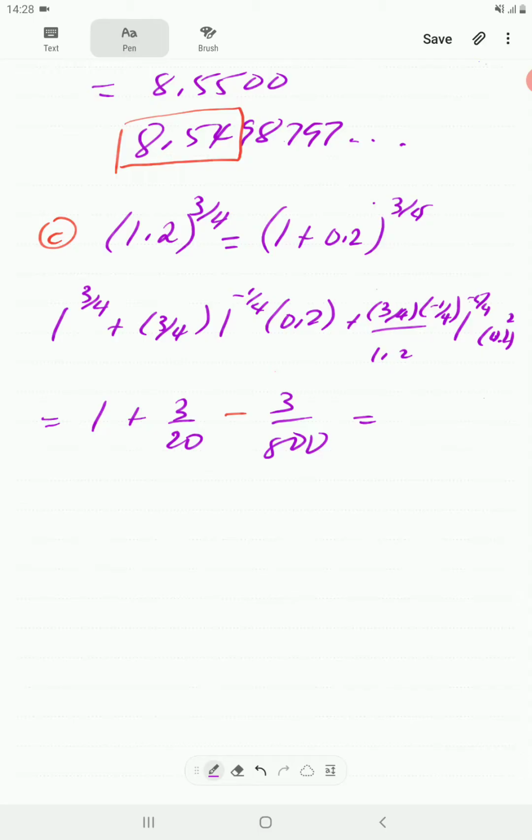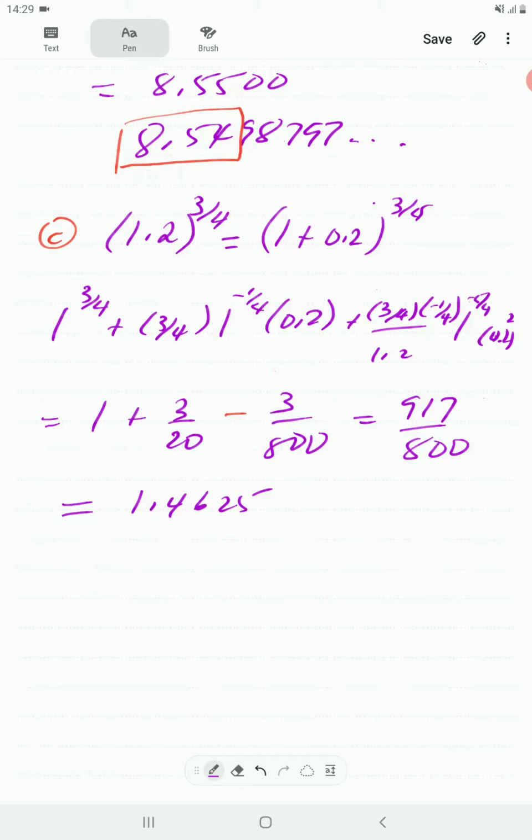so we've got 1 plus 3 over 20 minus 3 over 800. It's going to be 917 over 800. The decimal estimate of this is 1.4625.